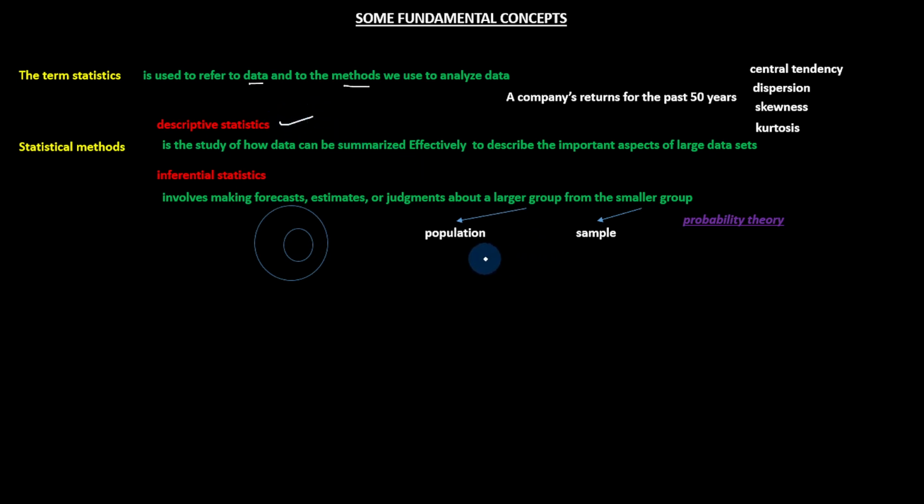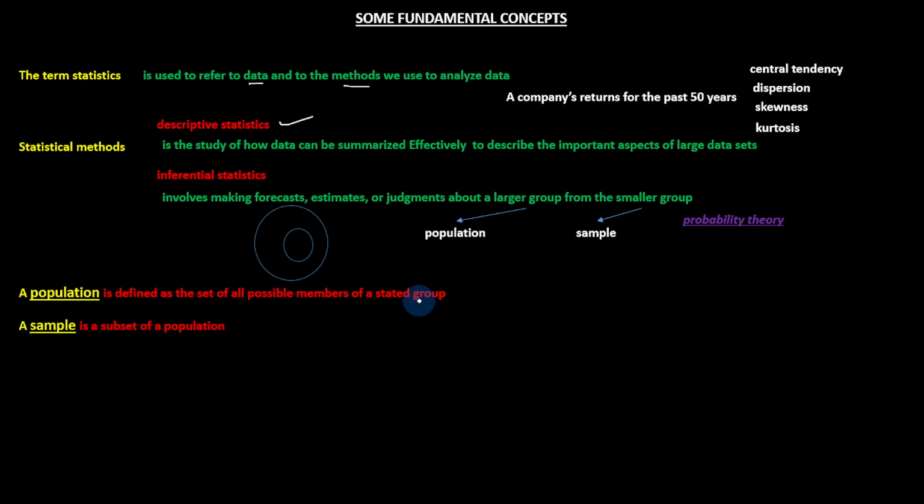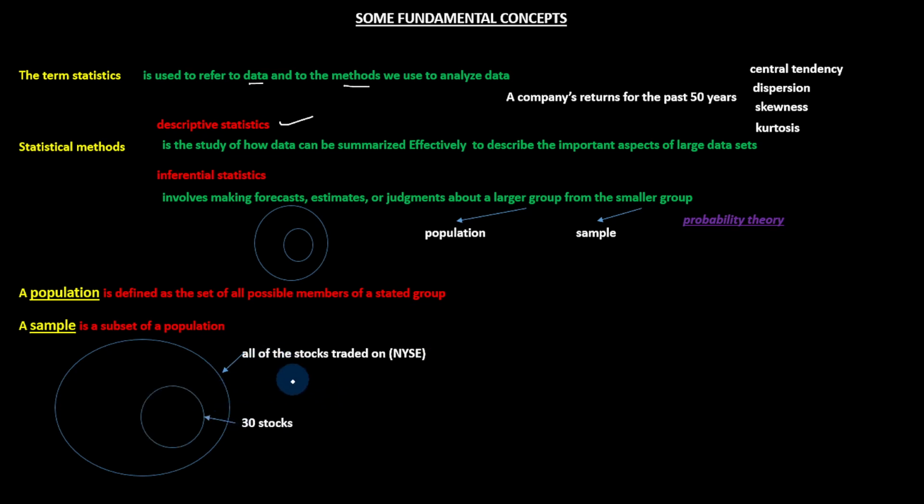So I mentioned the terms population and sample, and there's a critical distinction between these two. So let's define them. A population is defined as the set of all possible members of a stated group. A sample is a subset of a population. So you can think of, let's say, all the stocks traded on the New York Stock Exchange as our population. And if we take 30 of those stocks, we can make a sample.